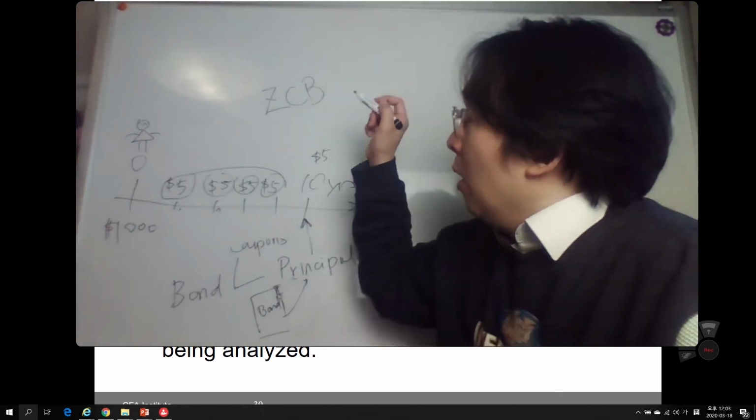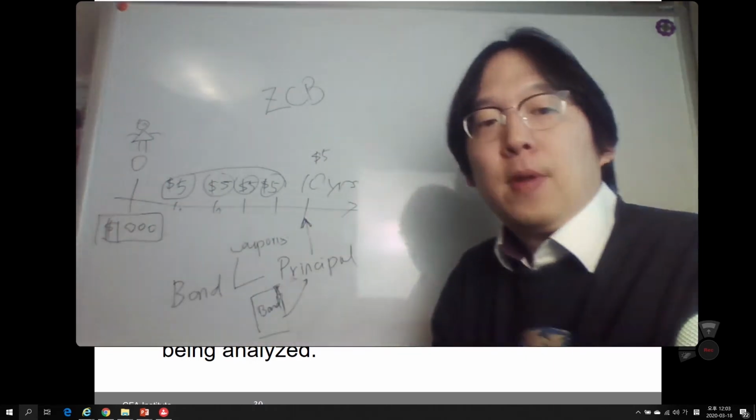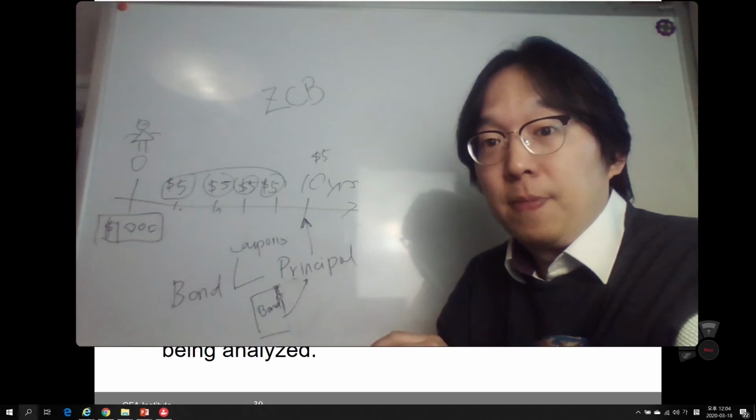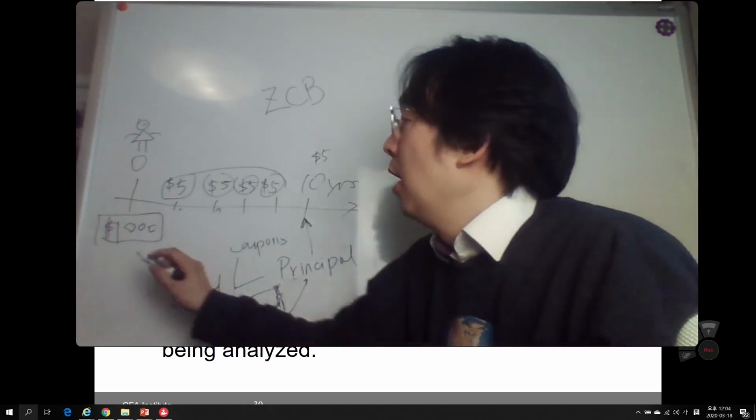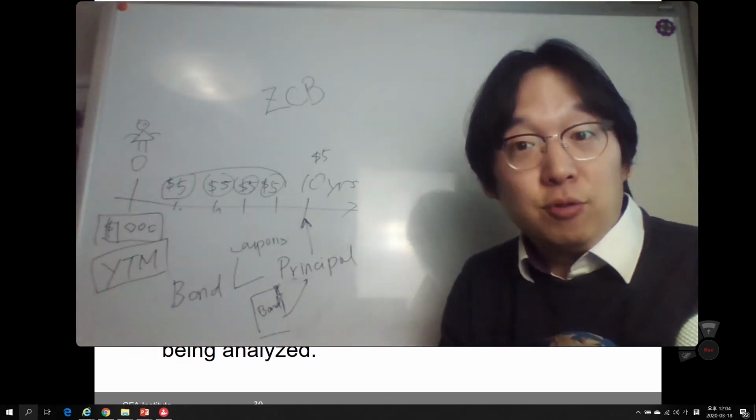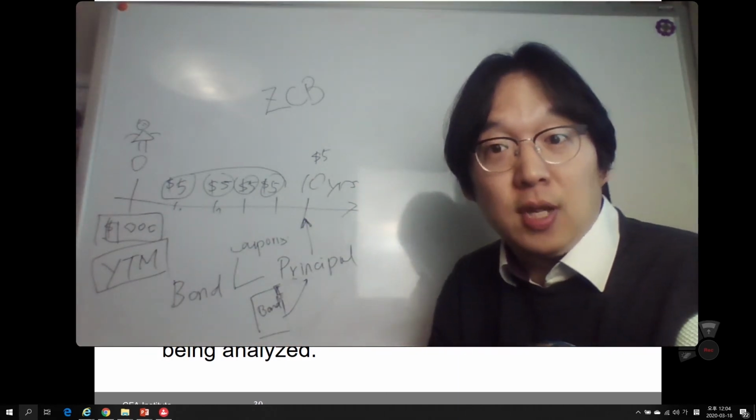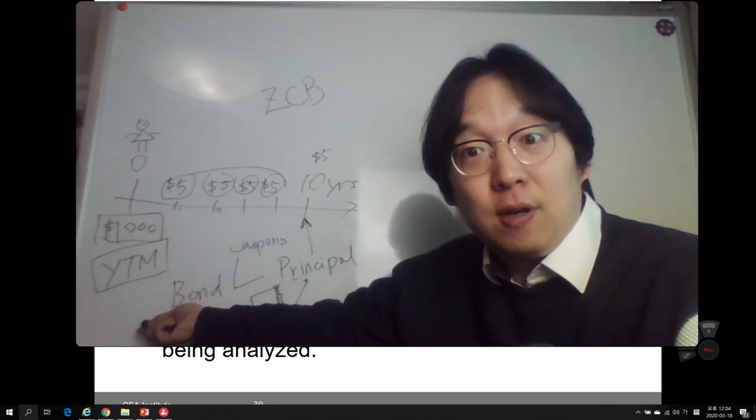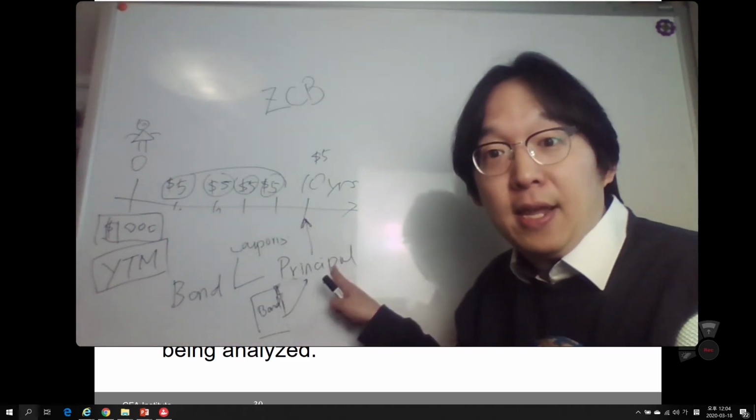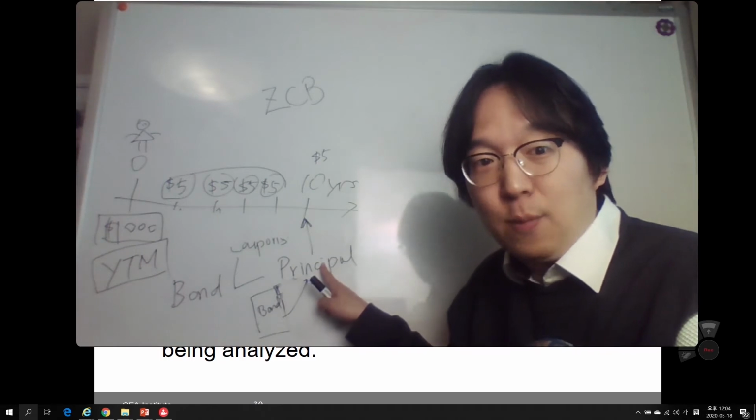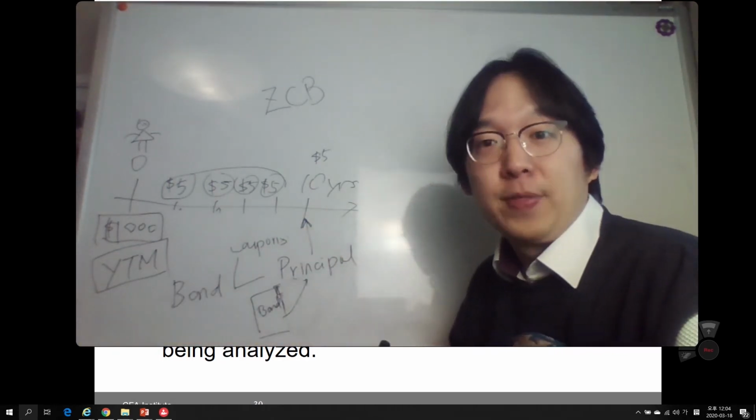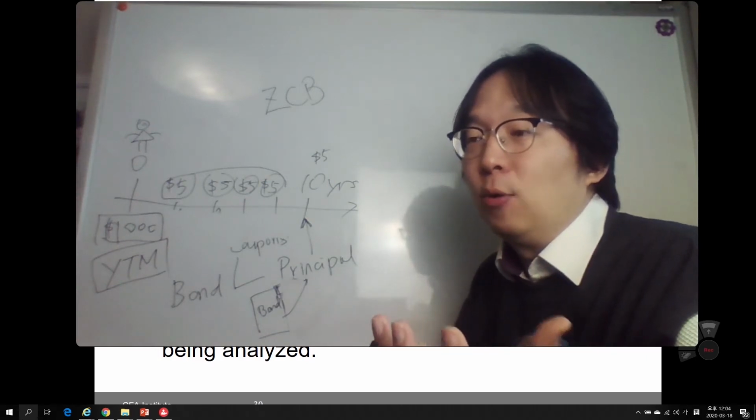When you put your money in at the beginning of the investment, there must have been some yield to maturity, YTM. Do you remember this? Yield to maturity is your expected return if you hold this bond until the end, until maturity. How much would this investment yield to you? That expected return, holding until maturity.